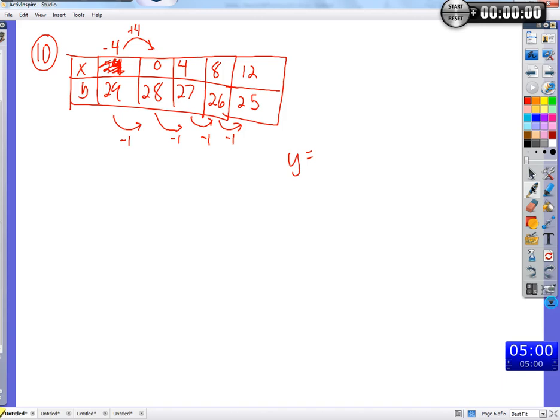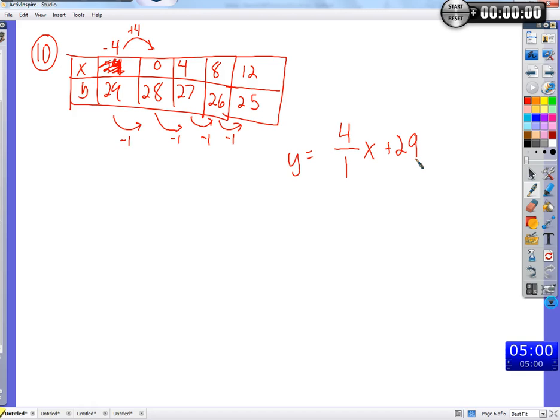Y equals 4 over 1 times x plus 29. Like slope. Okay, 4 over 1 times x, so that 4 is the slope. Okay, and then what? Plus 29. Okay, now we got something.